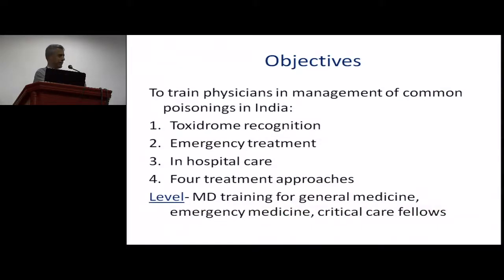Like he said, our objective is to train physicians, and we all know that the general physician is very important in managing the poison patient, as are the emergency physician and the critical care physician. All of us need to identify the toxidrome, provide the emergency treatment, the in-hospital care, and the 4 treatment approaches in toxicology that he already mentioned. So we thought we should design this course around our MD students, like the second year, but also for emergency trainees as well as critical care fellows.